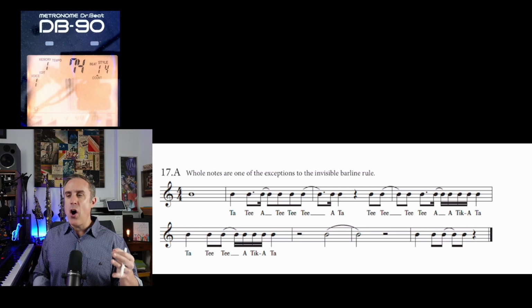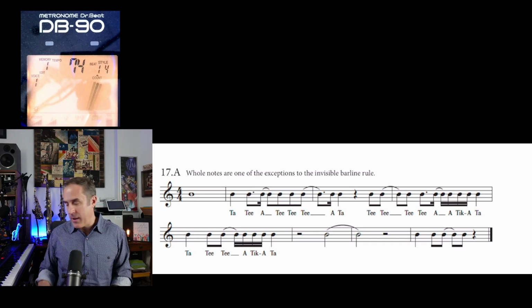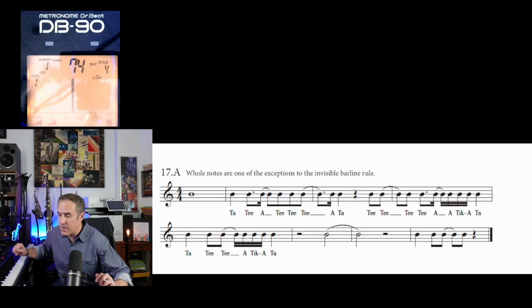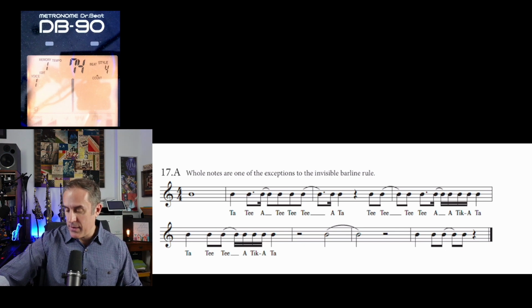ta, ta, ti, ya, ti, ti, ti, ya, ta. Ti, ti, ti, ti, ya, Tik-A ta, ta, ti, ti, ya, Tik-A ta. Ta, ta, ti, ti, ti. Okay. stop the metronome, turn the volume down a little bit on that.